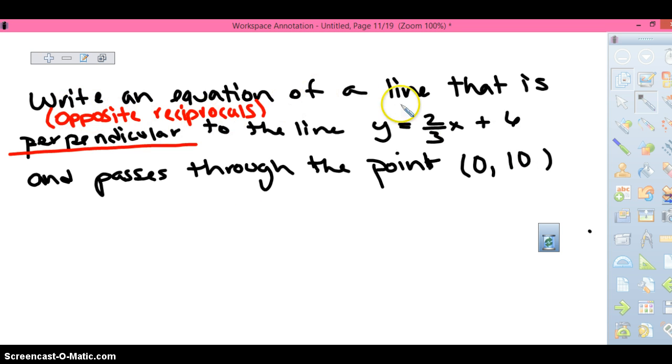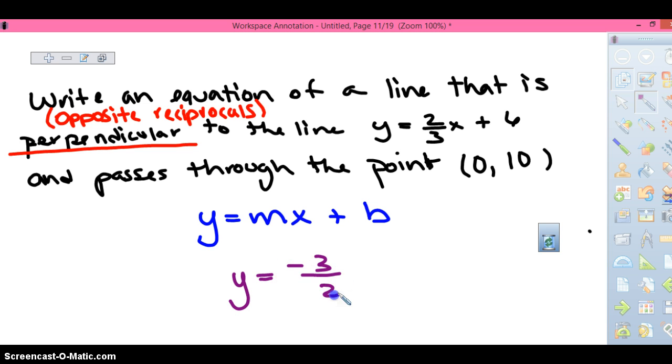You have to write an equation of a line that is perpendicular to the line y equals 2/3 x plus 6 and passes through the point (0, 10). Again, you have to remember your equation of the line, y equals mx plus b, slope-intercept form, where m is the slope and b is the y-intercept. The slope perpendicular to the line y equals 2/3 x plus 6 would be what? Negative 3 over 2, because perpendicular lines have slopes that are opposite reciprocals. What would be the y-intercept? Plus 10, because 10 is positive right here.